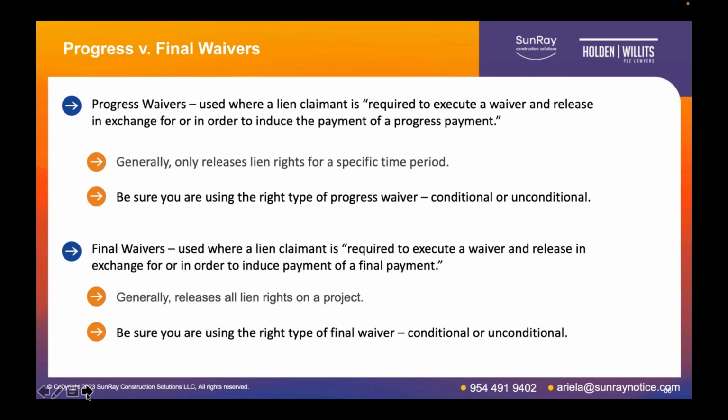The second type of waiver that we're addressing here are final waivers, and these are used when a lien claimant is required to execute a waiver and release in exchange for or in order to induce payment of a final payment. And these generally release all lien rights on a project. And again, as with progress waivers, be sure you are using the right type of final waiver, whether it be a conditional or unconditional. And we'll talk about those on the next slide. But that's the distinction, generally speaking, between progress and final waivers in Arizona.